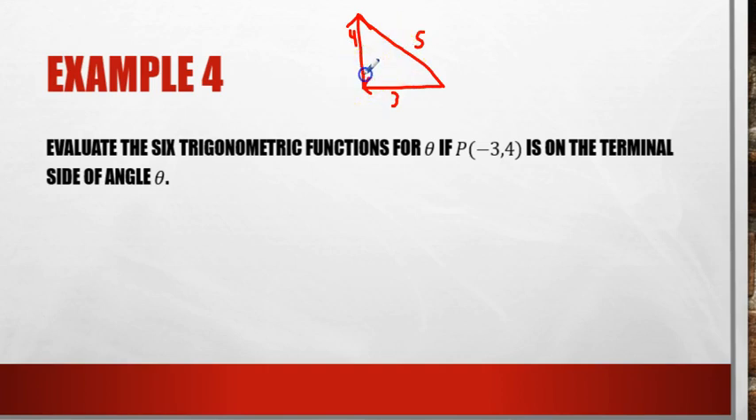So now I have my right triangle. It's a 3, 4, 5, and when I'm going to evaluate my functions, I'm going to have sine of theta, here's the angle I'm using for reference, is equal to opposite over hypotenuse. So in this case, this is going to be 4 over 5.